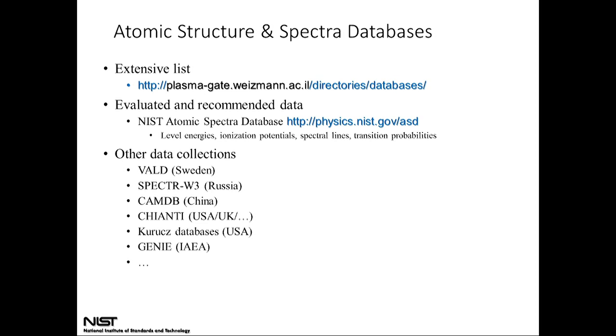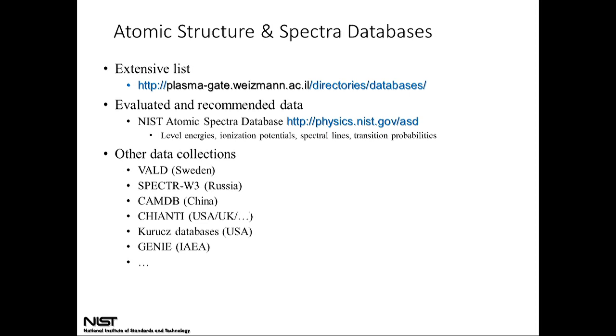An extensive list of atomic databases is available at the PlasmaGate site at Weizmann Institute. There are actually quite a few other collections of basic atomic spectroscopic data. VALD, which is Vienna Atomic Line Database, primarily for spectroscopic purposes, now sits primarily in Uppsala, Sweden, with a mirror in Moscow, Russia. There is SpectroW3 in Russia, a Chinese Atomic and Molecular Database, CHIANTI, which is a combination of basic atomic data and collisional radiative model for astrophysics, Kurucz's databases in the United States. IAEA has some data on atomic structure and so on and so forth. But probably it's fair to say that only NIST has evaluated and recommended data on atomic structure.